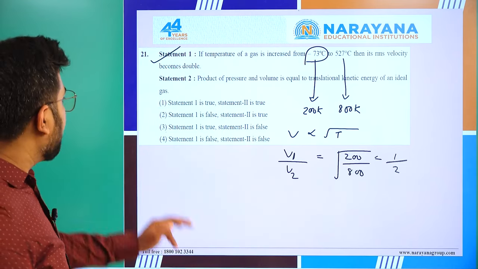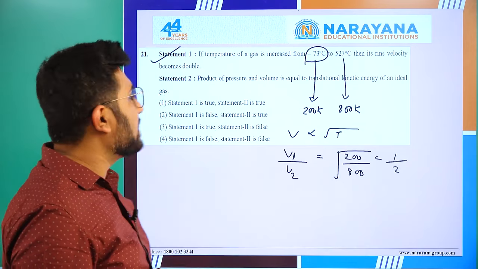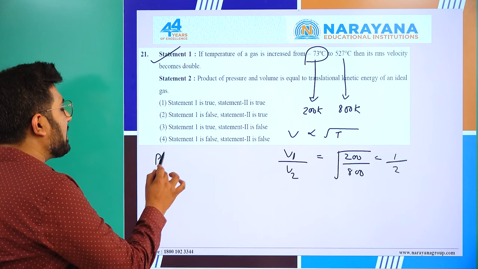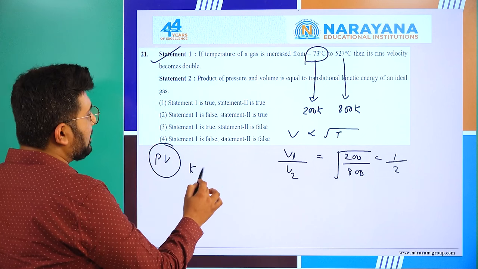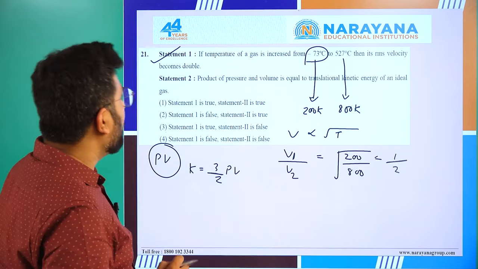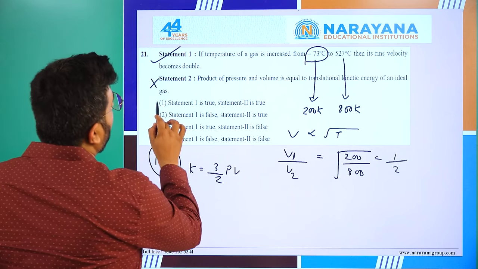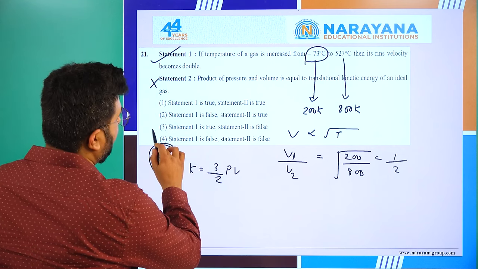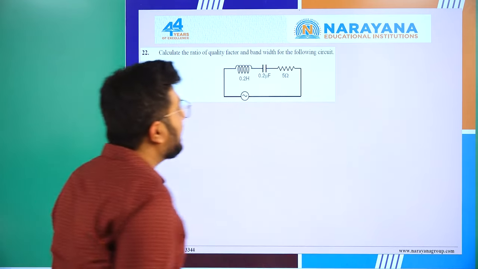The second statement is the product of pressure and volume is equal to translational kinetic energy of an ideal gas. So the product of pressure and volume definitely has unit of energy, but you remember the translational kinetic energy is not PV but 3 by 2 PV. So I will say this statement is wrong. So your answer will be statement 1 is true and statement 2 is false. So your answer will be C. All right. So let's go to the next question.